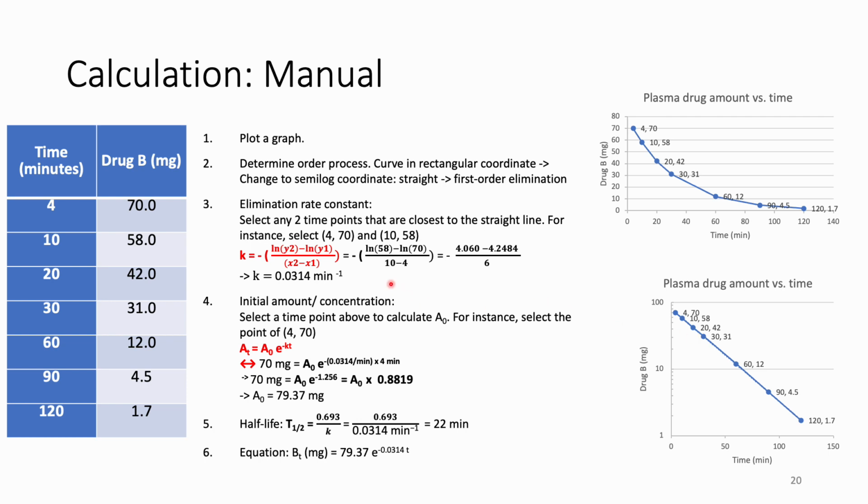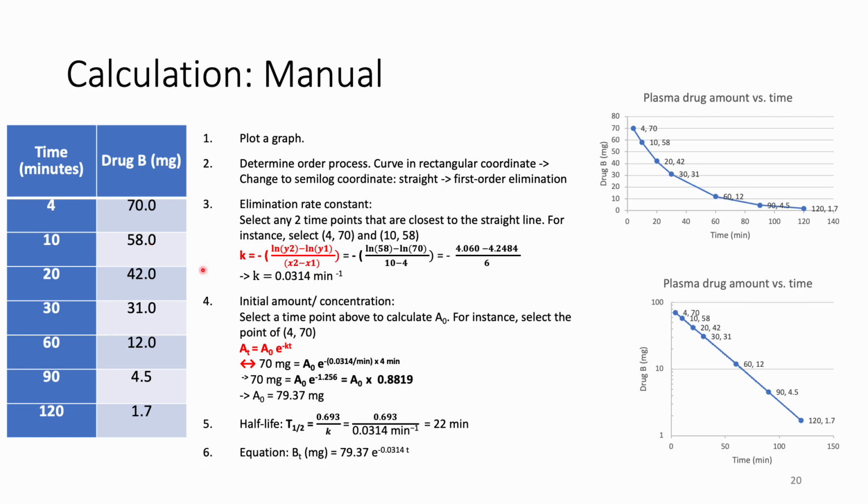In the example, I pick up x1 like 4, y1 like 70, x2 like 10 minutes, and y2 like 58 milligram. I pick up two time points here, for example.